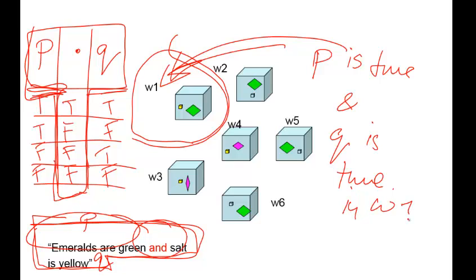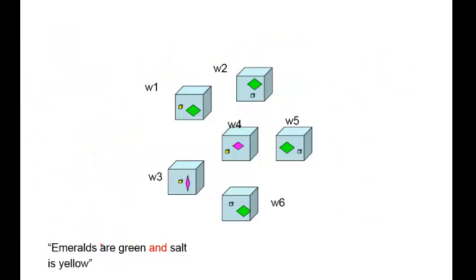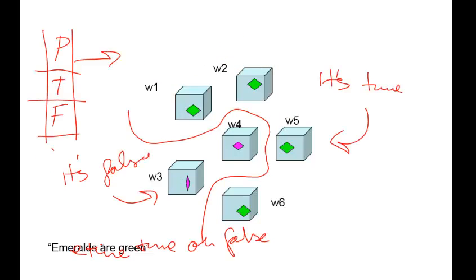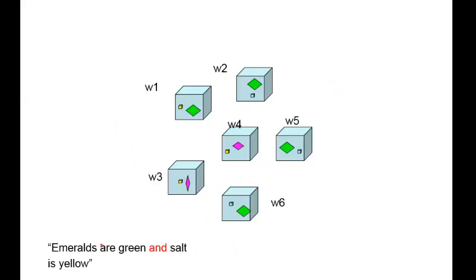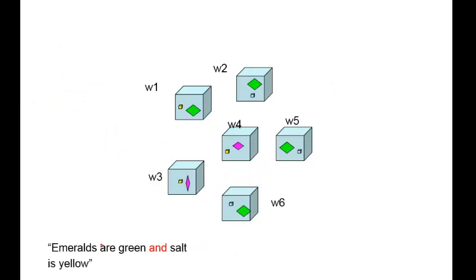The others correspond to other circumstances. So, for example, it's true that emeralds are green. Let's give this another color here. Whoops. I lost that. Too bad. Okay, I'm going to continue anyway.